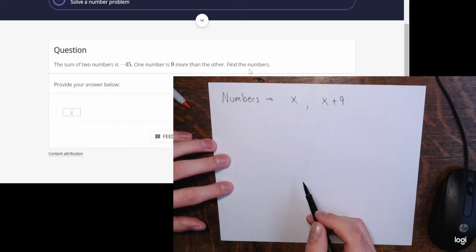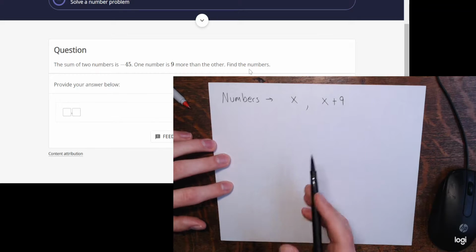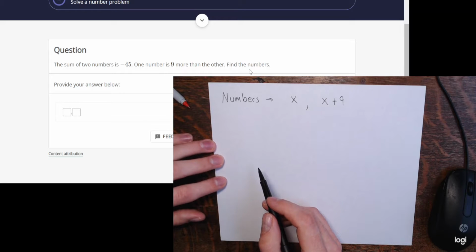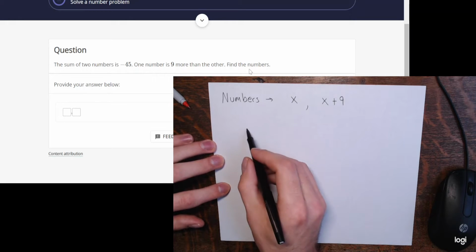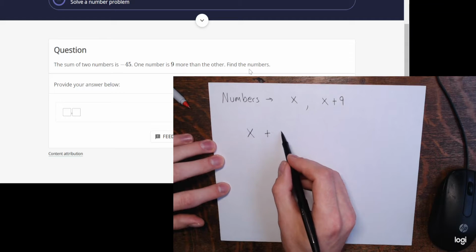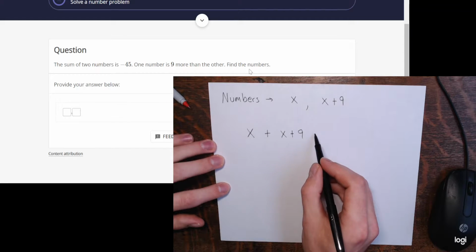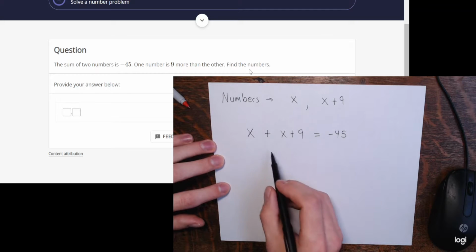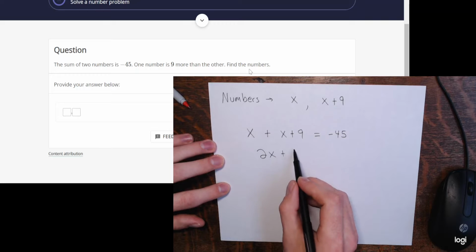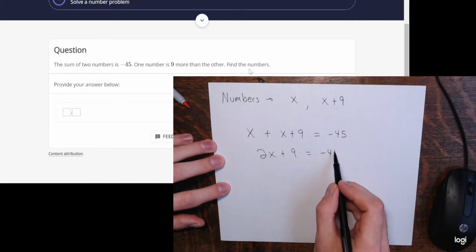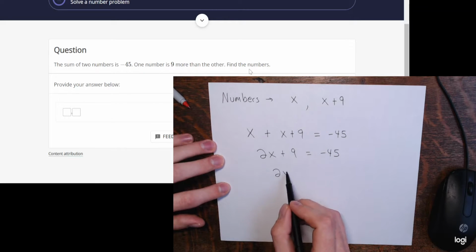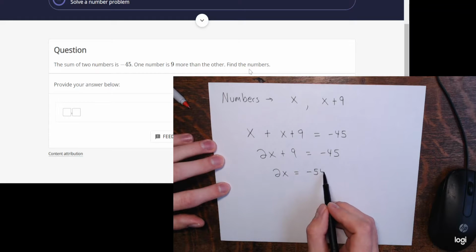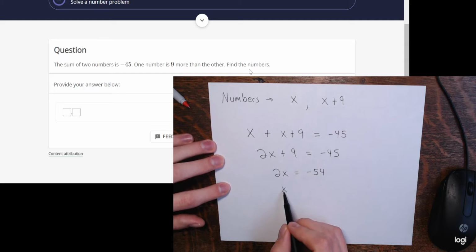Or I could have x and x minus 9, as long as the difference is 9. And then the first sentence is just simply the sum is negative 45. So x plus x plus 9 is negative 45. And then this is 2x plus 9 on the left equals negative 45 on the right. If you subtract 9, that would be negative 54. And then divide by 2, x would be negative 27.